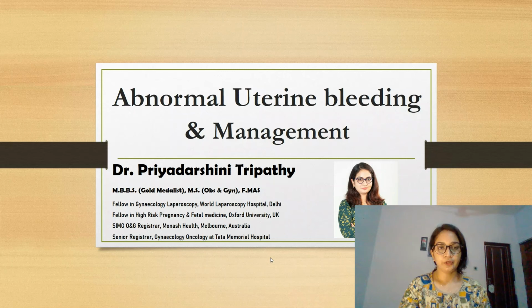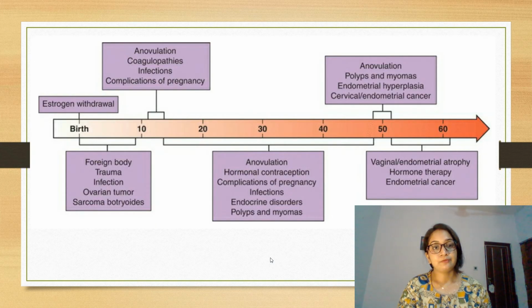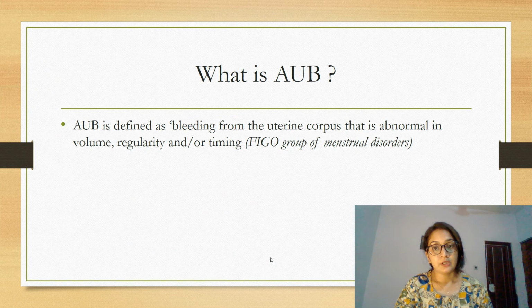Good evening. Today we are going to discuss abnormal uterine bleeding and its management. Abnormal uterine bleeding, or AUB, is defined as bleeding from the uterine corpus, or the body of the uterus, that is quite abnormal in volume, regularity, or timing.